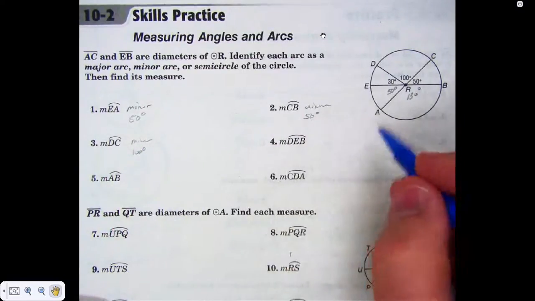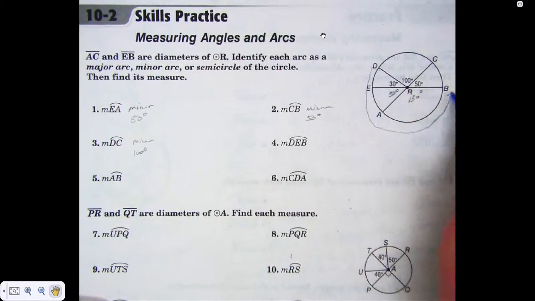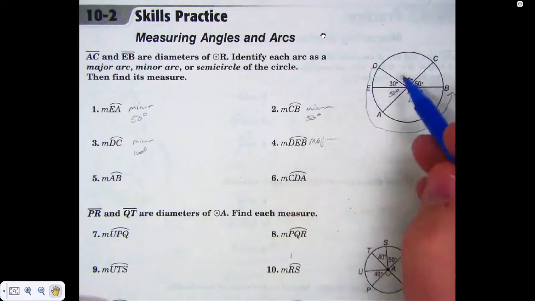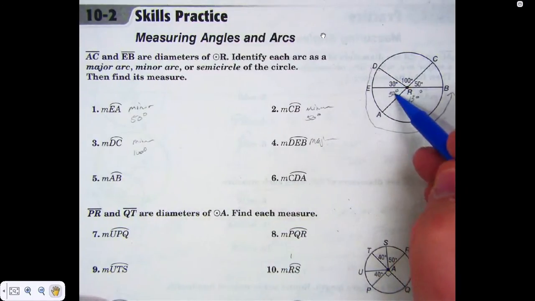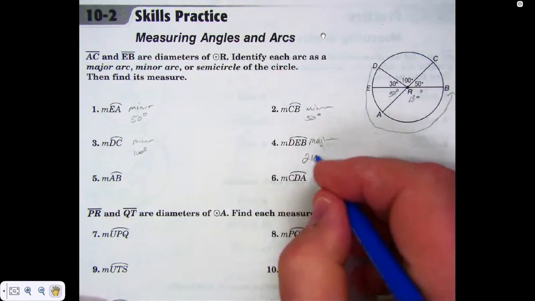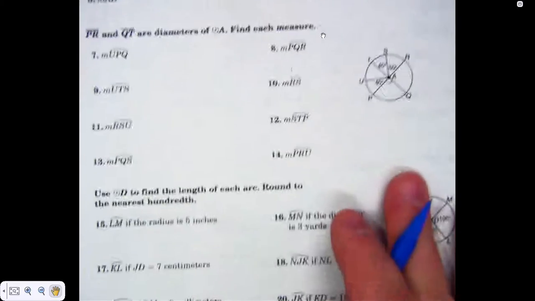D to E to B. That's D to E and then all the way to B. So that's what? Major. And then I just add them up. 30 and what? 50 is what? 80. And then plus 130 would be? We okay with that? I'm going to kind of stop there because I think we're okay with that, aren't we? All right.